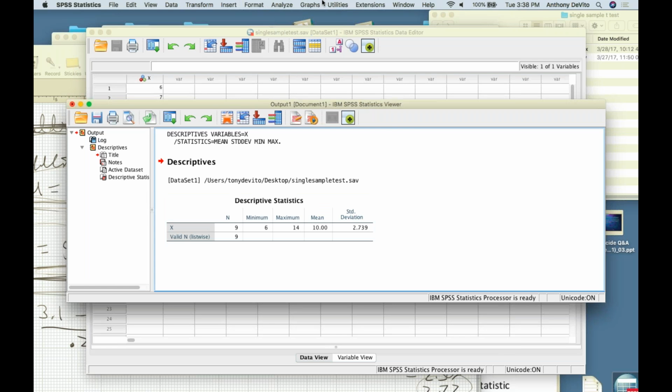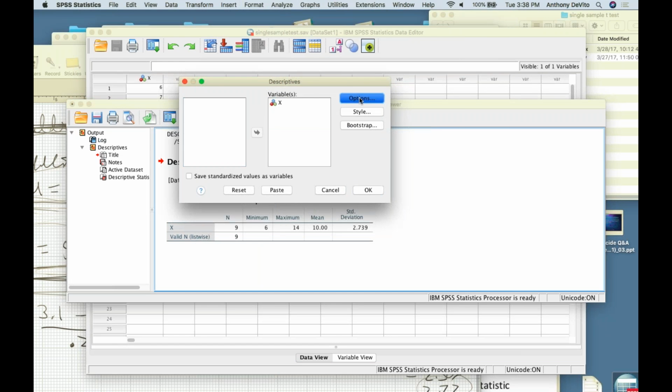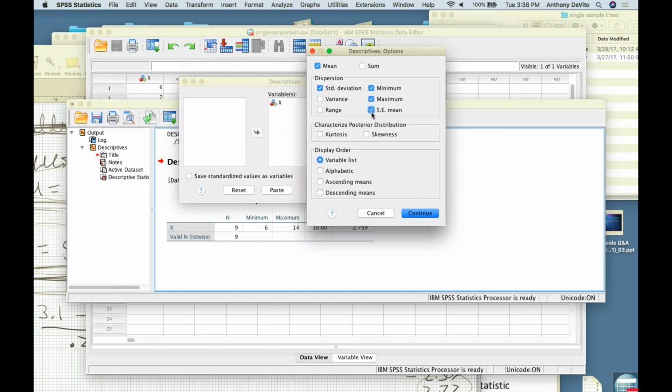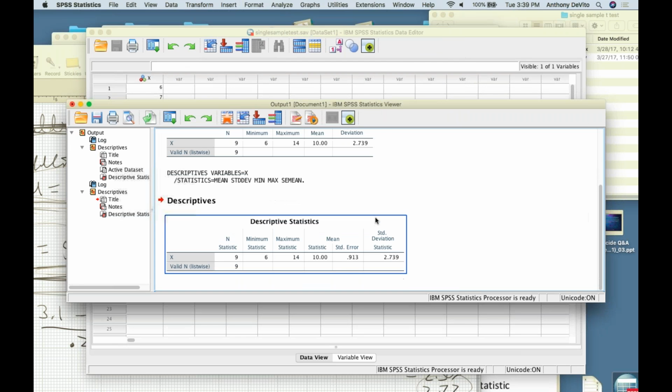Sample size is 9. I actually could ask it for a little bit more. Descriptive statistics, descriptives. I could have asked it for the standard error, as well. I'll do it again. Okay, and it calculated standard error just as we calculated ourselves manually. Gave us the same numbers.